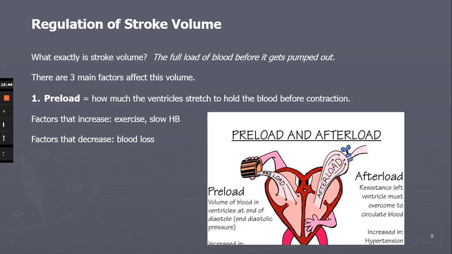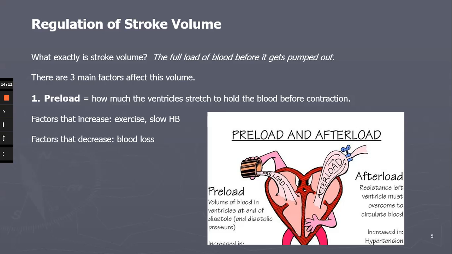Now, there are factors that can increase preload and factors that can decrease preload. So first of all, factors that increase. One factor is exercise. If we're exercising, or we're increasing our circulation, and we're bringing that blood very quickly back to the heart, that is going to increase our preload, the amount of blood that goes into that ventricle.